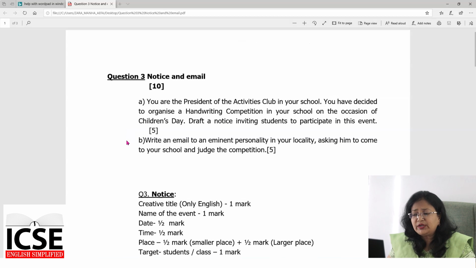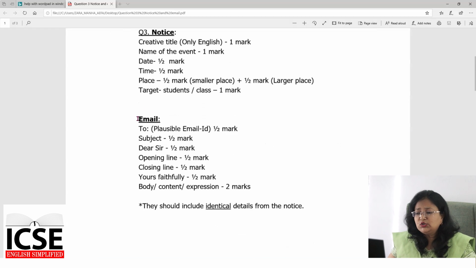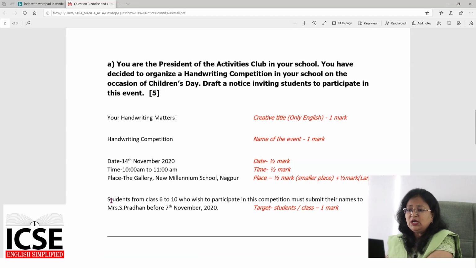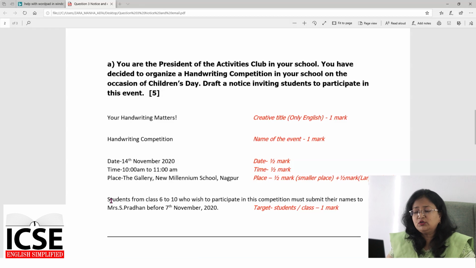In this case, how do we write the notice for this question? So we'll go down. This was the question. You are the president of the activities club in your school and you have decided to organize a handwriting competition on the occasion of Children's Day. Draft a notice inviting students to participate in this event. Now here, creative title should be only in English and it carries 1 mark. So here I have given the title, Your Handwriting Matters. It could be any other creative title which connects the title directly to the event. 1 mark next is for the event, handwriting competition.